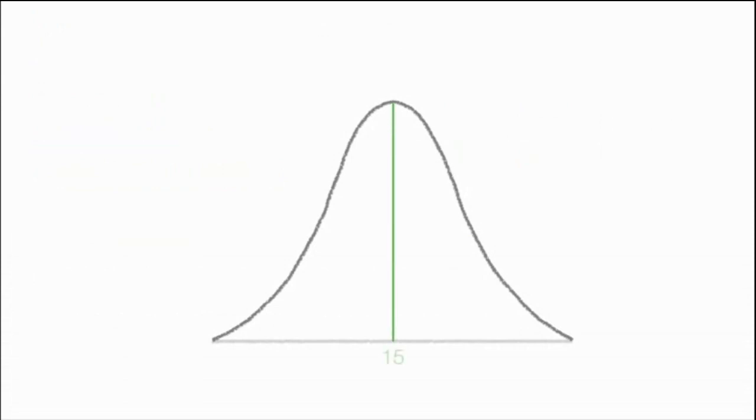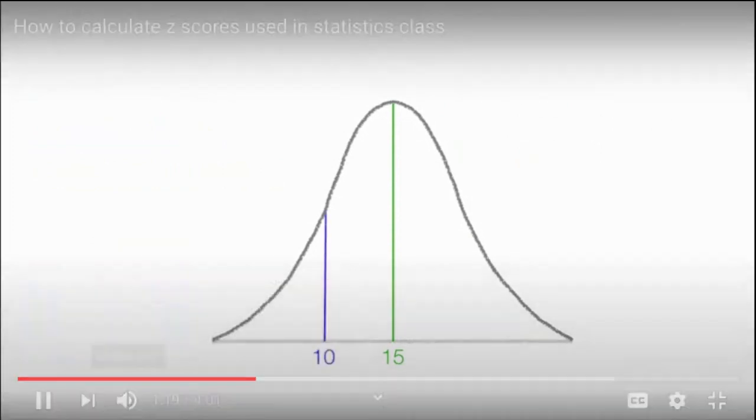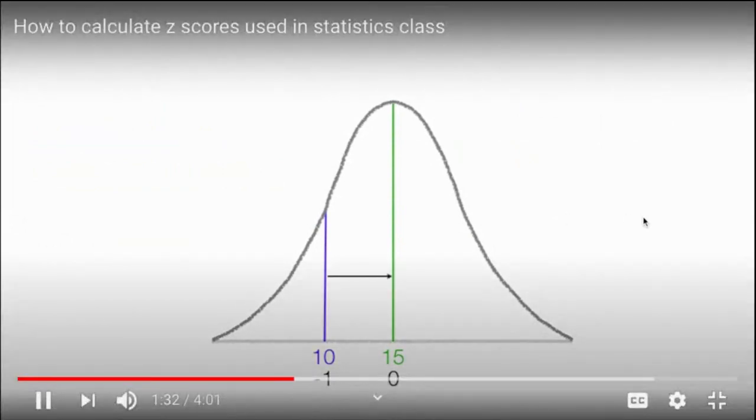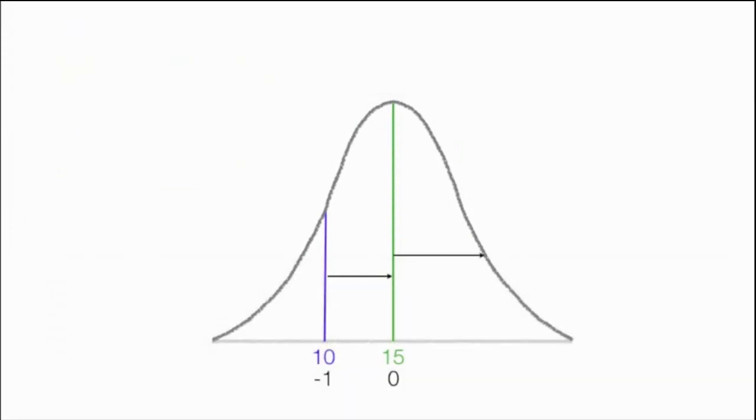The first thing I do is I draw a bell curve. I draw the mean right in the middle, which was 15. I put in the location of the observation, which was 10. I would recommend putting the z-score of -1 and 0 in as well. By the way, the z-score at the mean is always 0. I will determine the area between 10 and 15, and I'll add that to the area above 15.